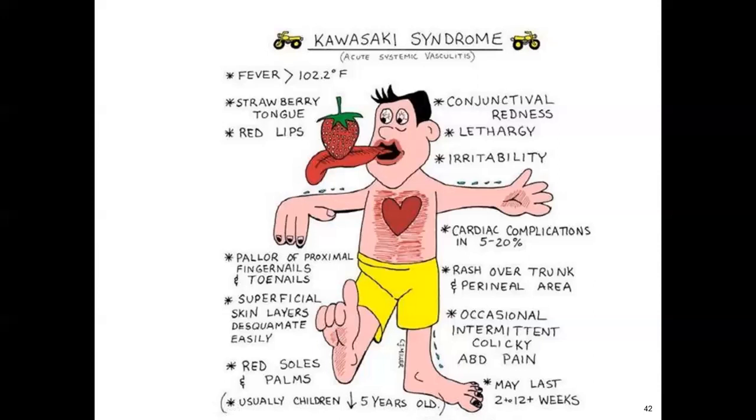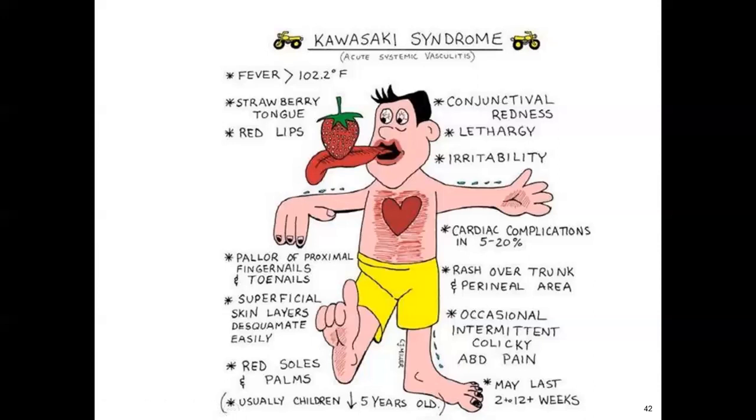If you check the lymph nodes, there are enlarged palpable lymph nodes, including cervical nodes, or cardiac symptoms develop, meaning cardiac complications such as dysrhythmia or myocarditis. There is also rash over the trunk and peripheral area, occasionally intermittent colicky abdominal pain, pallor, and peeling around the fingernails or toenails, especially the skin layer, which desquamates easily.